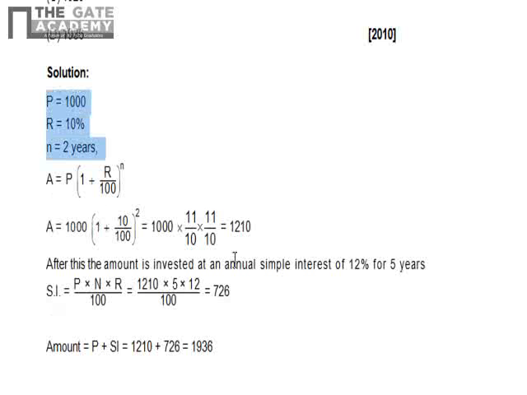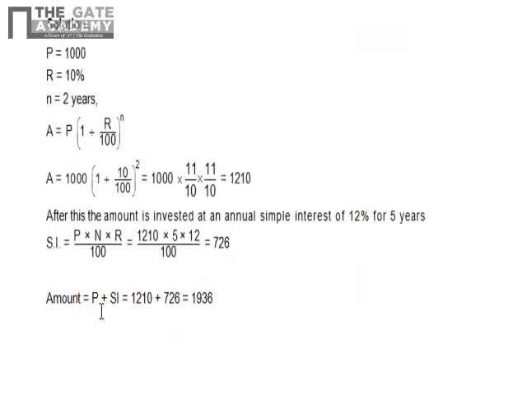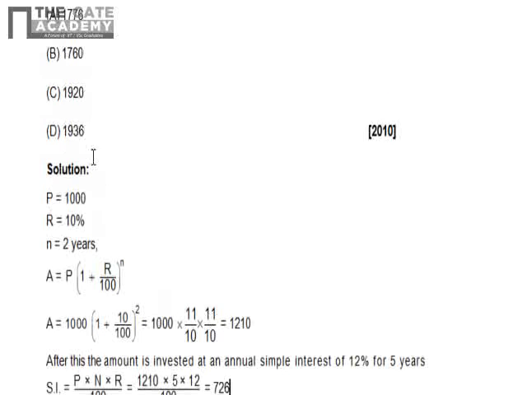These are the data. I have to put it. The amount after compounding for 2 years is 1210. Now you'll have to assume this value as a principal for the next investment, that is 12% for 5 years. So I have put 1210 over here, and I got simple interest as 726 rupees for 5 years. Now you can find the final amount by adding this new principal plus simple interest, that is 1936. That means answer is D.